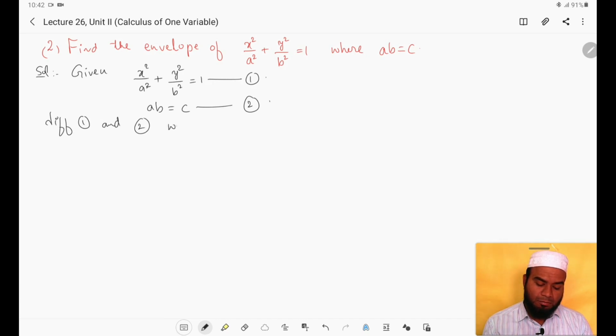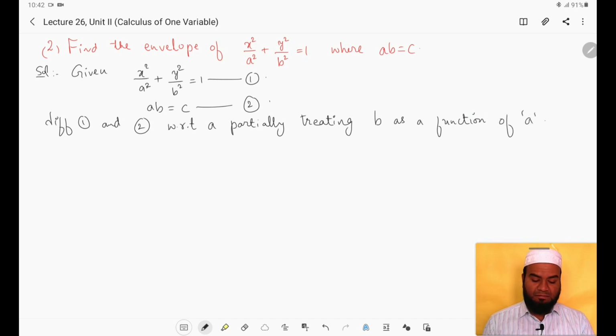Now differentiate 1 and 2 with respect to a partially, treating b as a function of a. Treating b as a function of a, right?